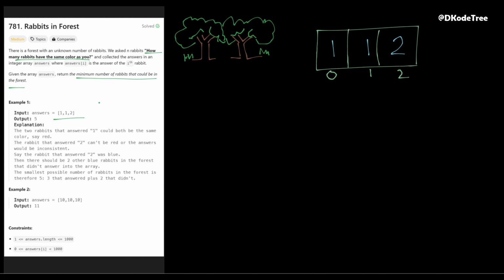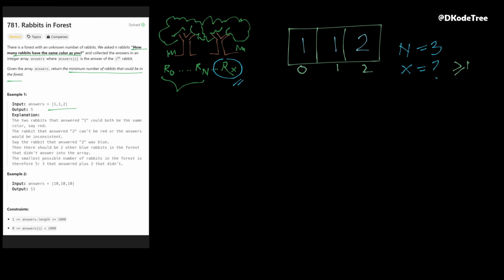Let's take this example. Say there are x number of rabbits in this forest and we have to find the value of x. Out of these x rabbits, n are asked this question. So we have the answers from n rabbits. So in this case, n is equal to 3 and we have to find out what is the value of x. The simplest thing to observe is the answer will be at least n.